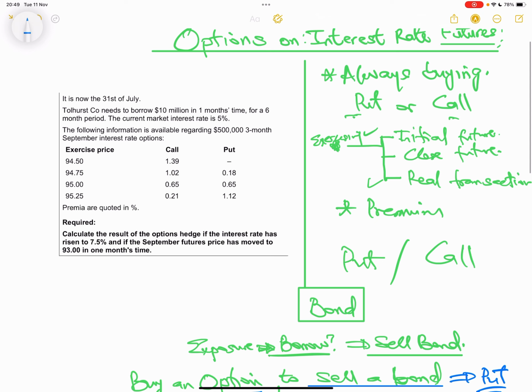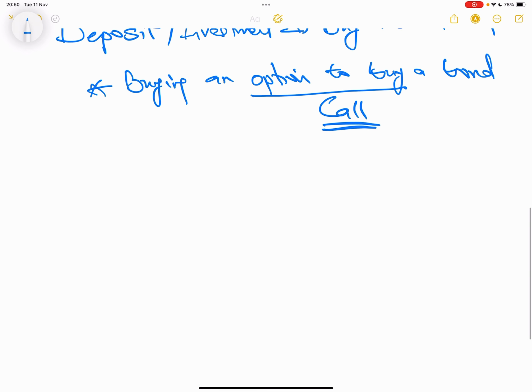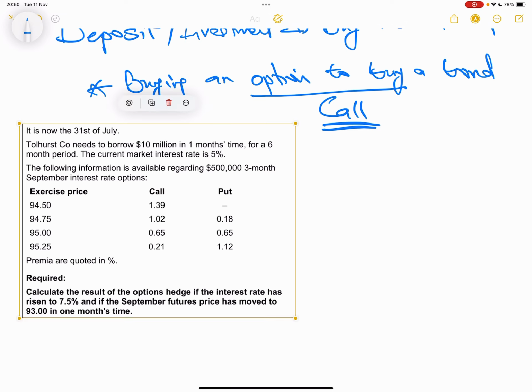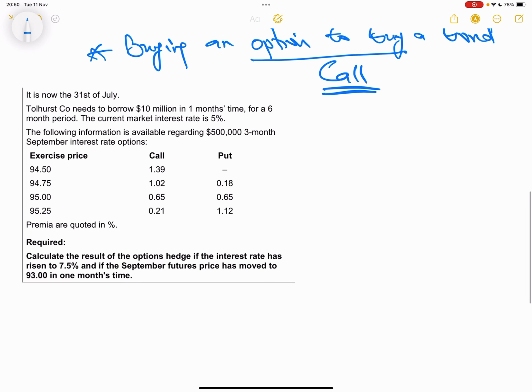Maybe I should bring this question a bit down so we can start looking at it in detail now. Yeah, let me put it here. So we have this question. Take a few seconds and look at it. Because this is talking about borrowing, we should calculate the result of that options hedge. The plan is to borrow 10 million in a month's time for a tenure of 6 months. So it's a borrowing. So number one, we know that what we need is a put option.